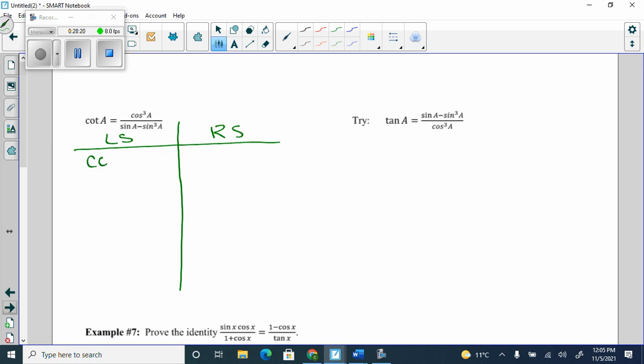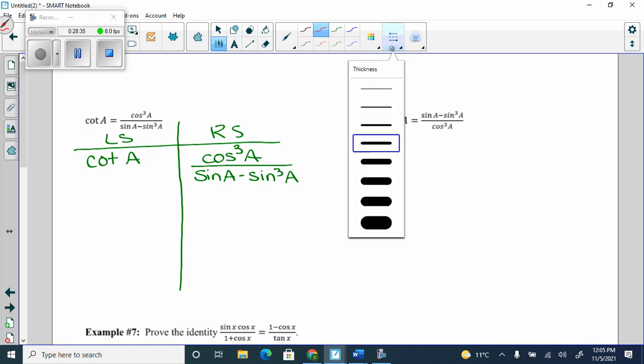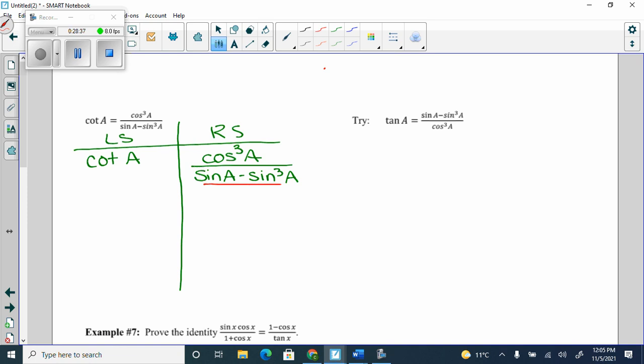So we have, first step is to rewrite it. Don't go doing anything to it. Just rewrite it. So we have cos cubed A over sine A minus sine cubed A. Now what am I saying? Both of them have a sine A in there, don't they? So I can take a sine A out. I'm going to go to this side because this one looks more complicated to me. So I'm going to go cos cubed A, and then I can take out a sine A.